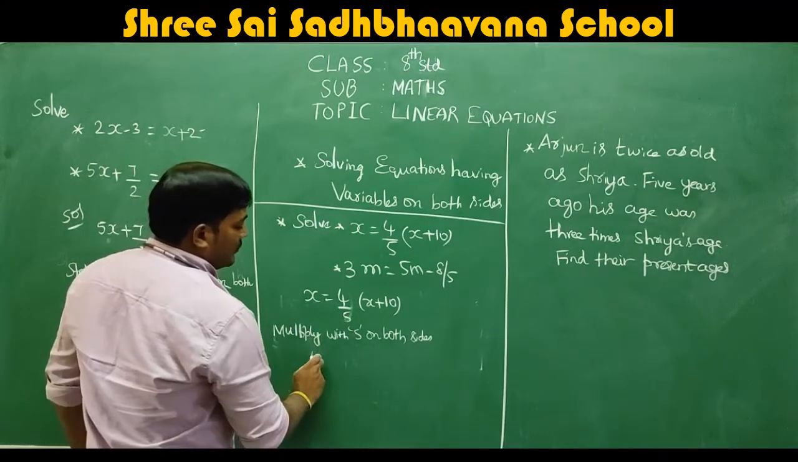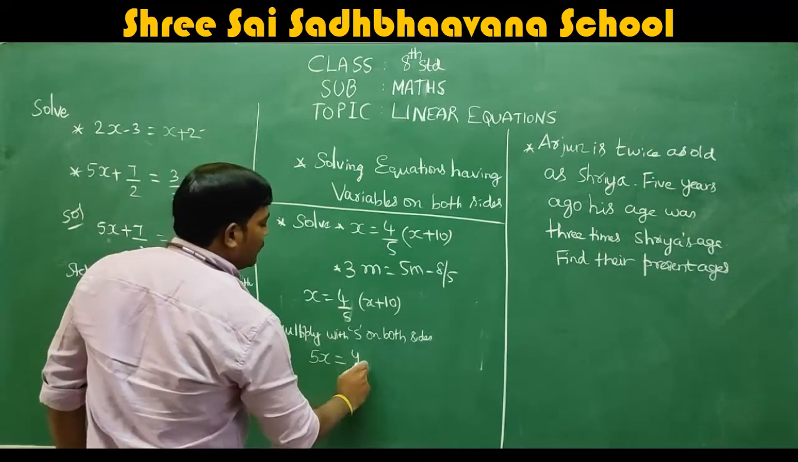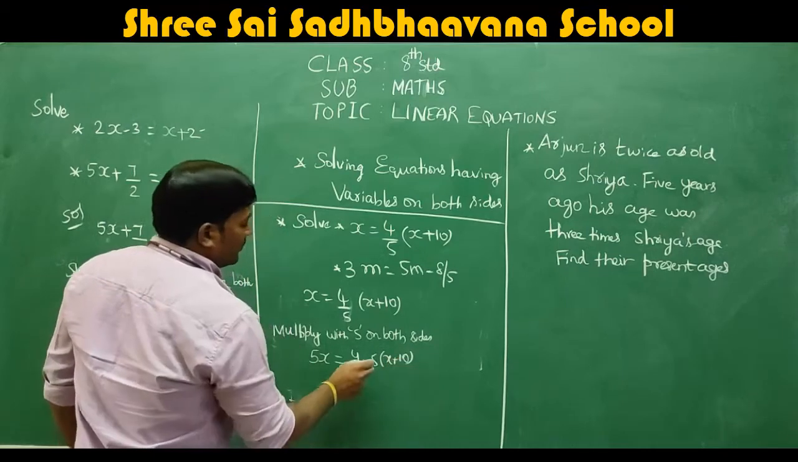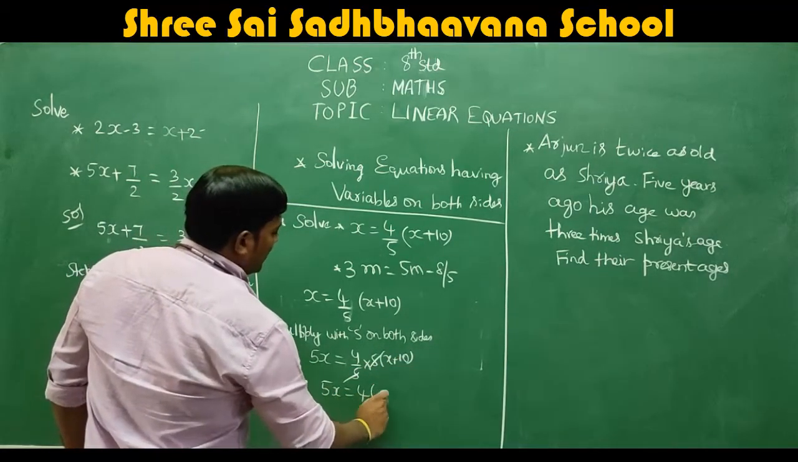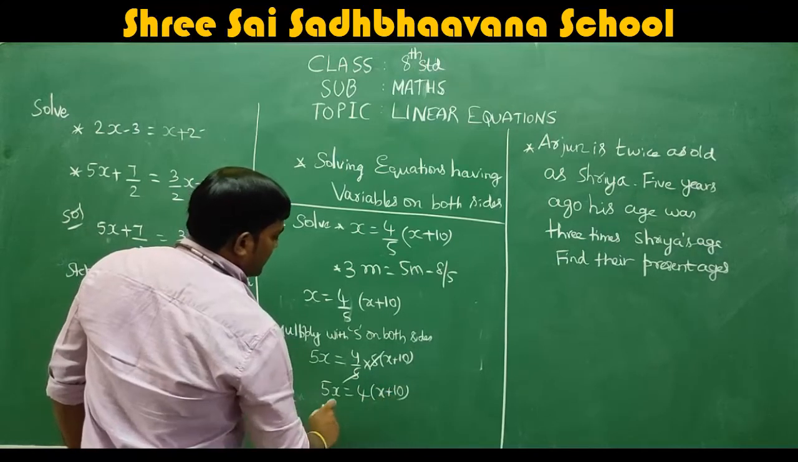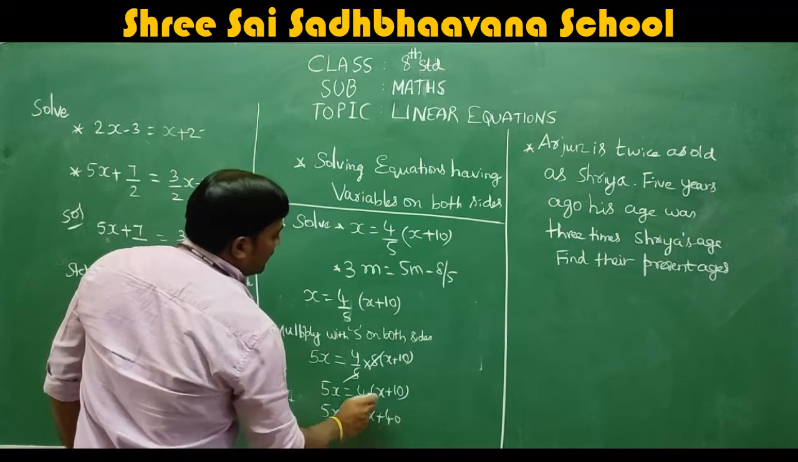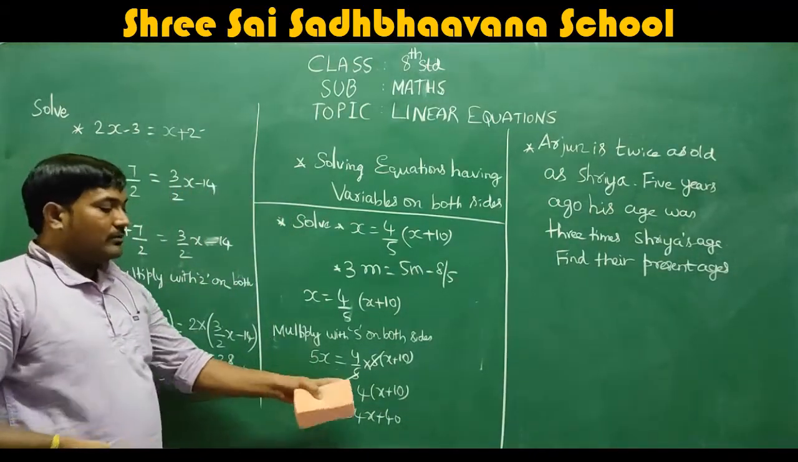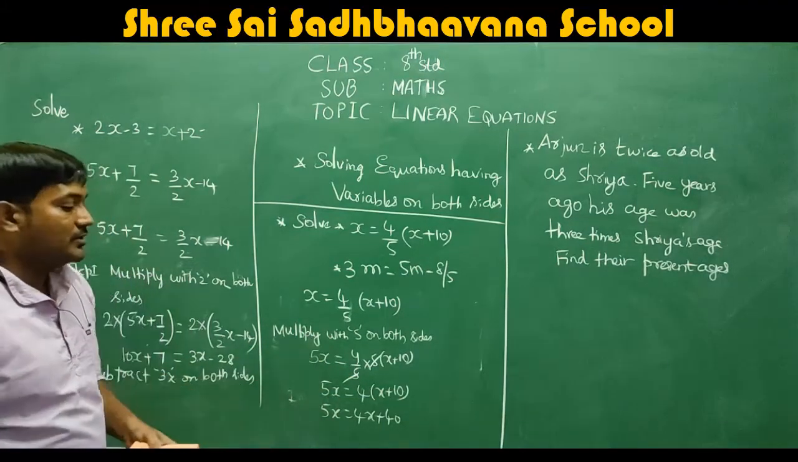So 5x is equal to 4 by 5 into 5, correct, into (x plus 10). So 5 will get cancelled. So 5x is equal to 4 into (x plus 10), which is 5x is equal to 4x plus 40. Remember, we should multiply 4 with both terms, as 4 belongs to 2 terms also. So 4 into x plus 4 into 10, which is 40.